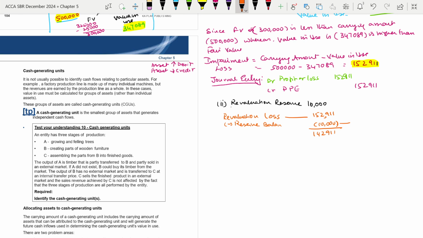Now what are we doing? The reserve is a credit balance, so you have to debit it. You have to debit the reserve. Loss is a debit; all expenses and losses are debited. So the debit will be the profit and loss account.